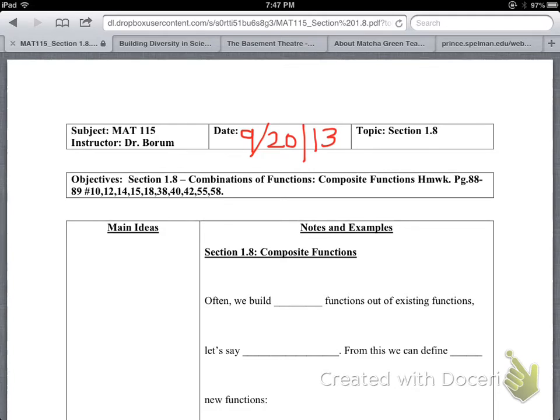Okay. And so what this section deals with is composite functions. And so just in terms of the fill in the blanks, often we build new functions out of existing functions. So let's say f and g, let's call those our existing functions. And from this we can define 4 new functions.